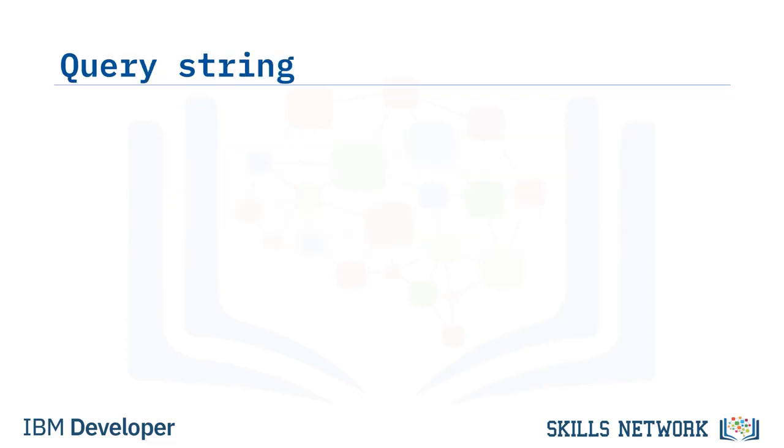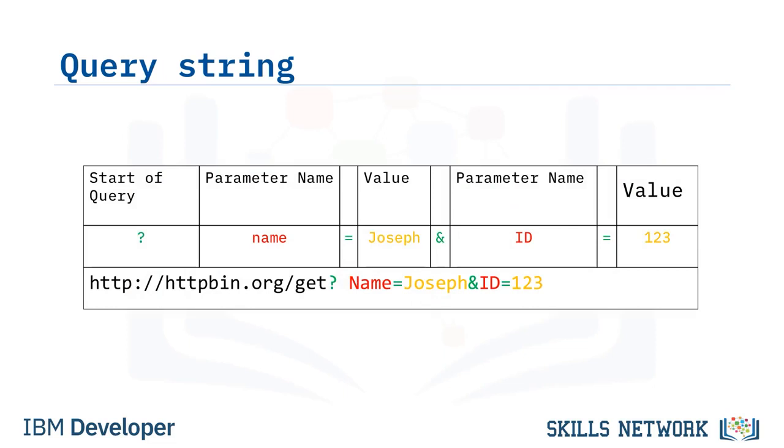After /get is requested, we have the query string. This is part of a Uniform Resource Locator, or URL, and this sends other information to the web server. The start of the query is a question mark, followed by a series of parameter and value pairs, as shown in the table below. The first parameter name is name, and the value is Joseph. The second parameter name is ID, and the value is 123. Each parameter and value pair is separated by an equal sign. The series of pairs is separated by the ampersand.